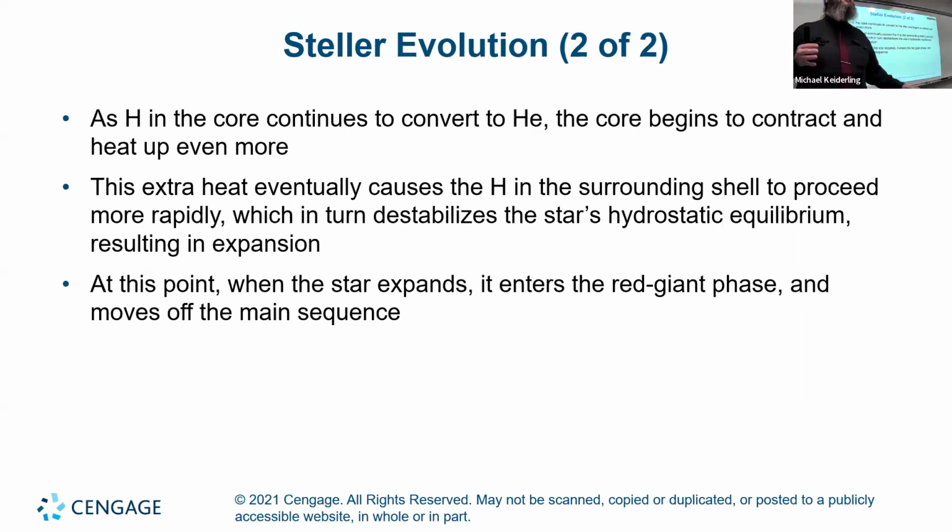So a red giant actually forms when the core of the star shrinks. The layer above it starts to fuse, and that overheats the insides and causes the outside layers to expand and cool. So at this point, when the star expands, it enters the red giant phase and moves off the main sequence. And that's the beginning of the end for a star.